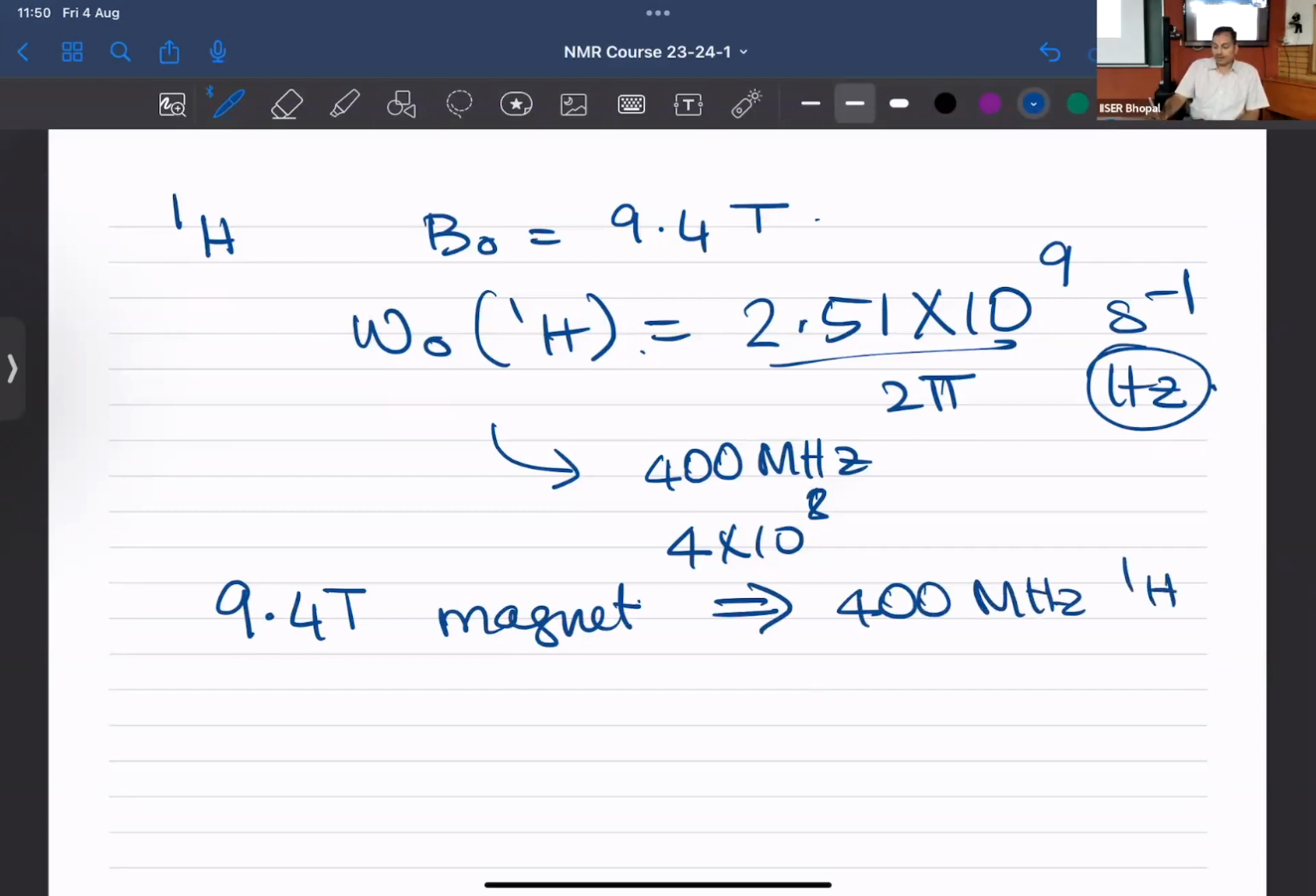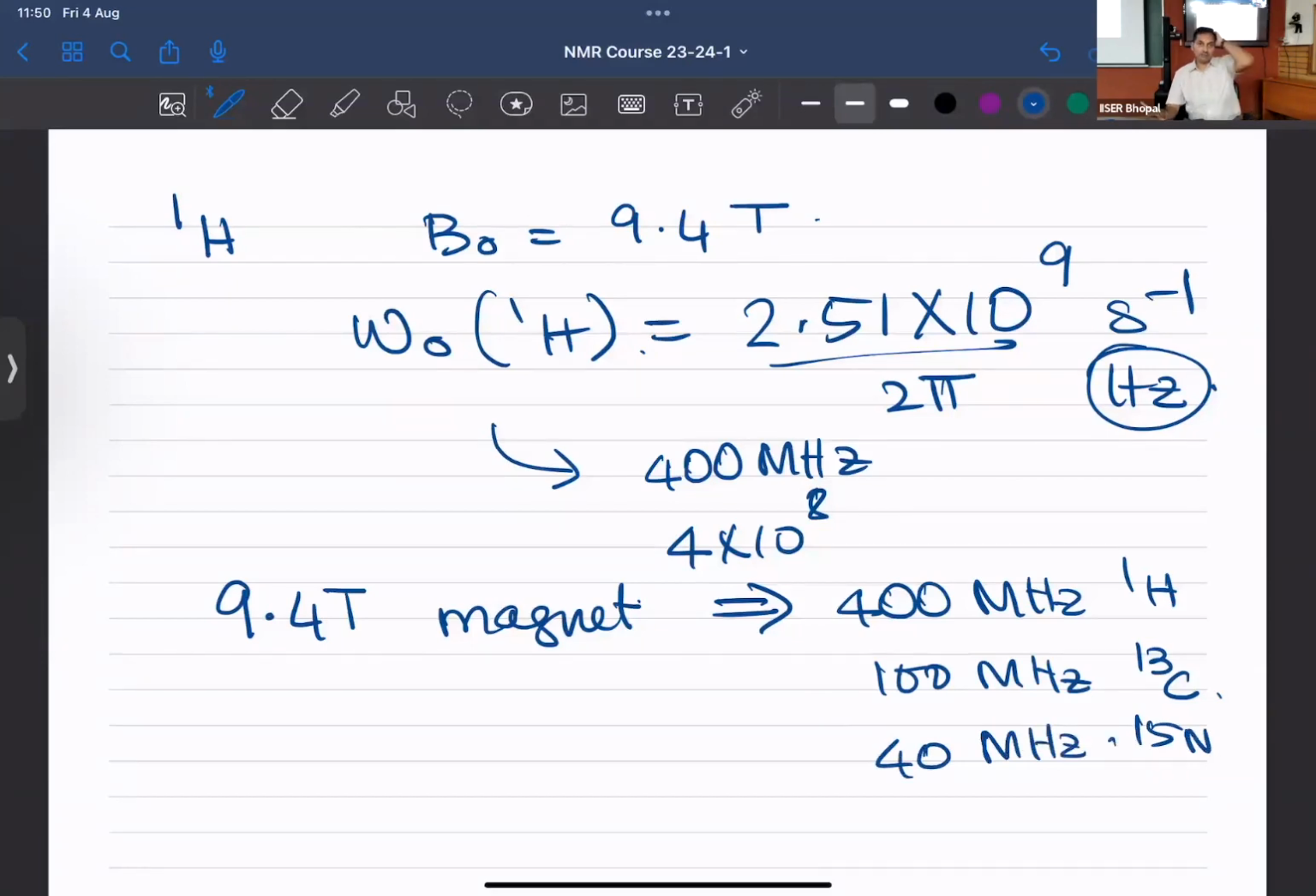Okay. Go back and try to do it for carbon 13. It'll be approximately 1/4, which will be 100 megahertz. And try to do it for 15N, that'll be close to 40 megahertz. Of course, I'm giving approximate numbers, but you should be able to precisely calculate it depending upon the gyromagnetic ratio. This is independent of temperature. Once you set B naught, the Larmor precession frequency is set as a constant.